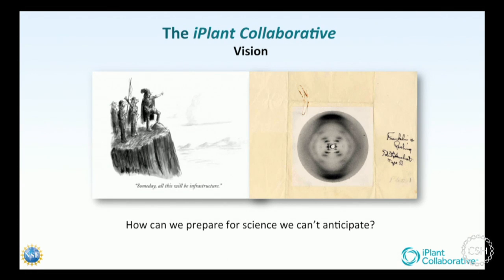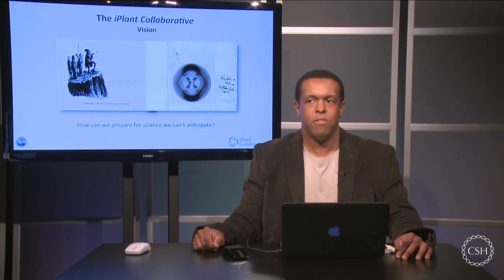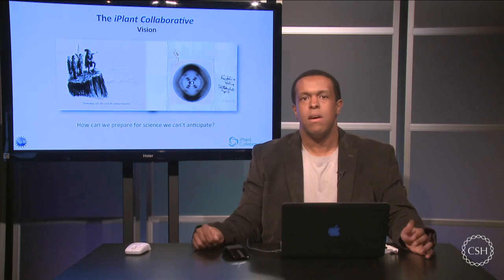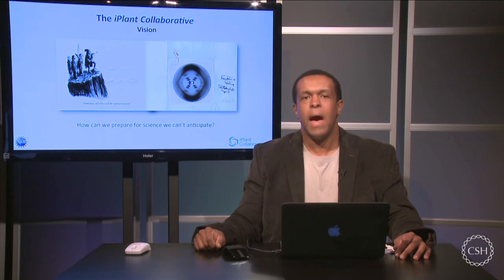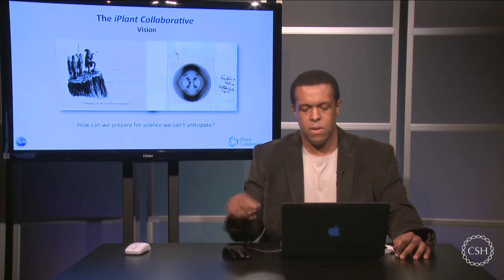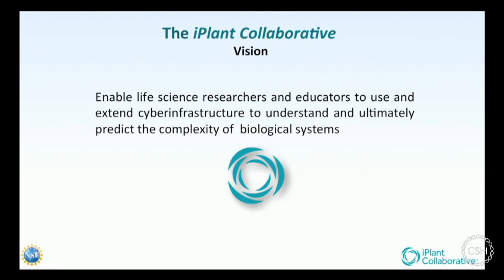Who could have pictured 50 years ago when this structure was solved that working with DNA and working with biology today would be so dependent upon computing and computing technologies? What that means is it's a whole skill set that we may not have been trained on, and anticipating the types of questions that scientists will encounter and then providing for their needs is a complex one. So I'll get into that. Our vision is essentially this. We are working to enable life science researchers and educators to use and extend cyberinfrastructure to understand and ultimately predict the complexity of biological systems.